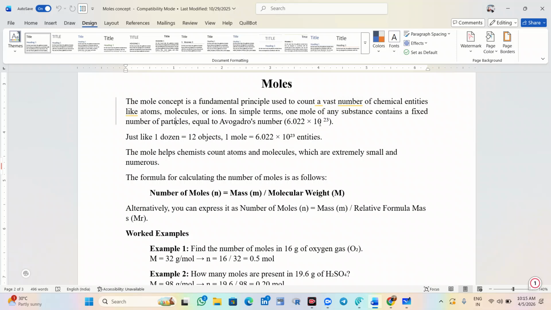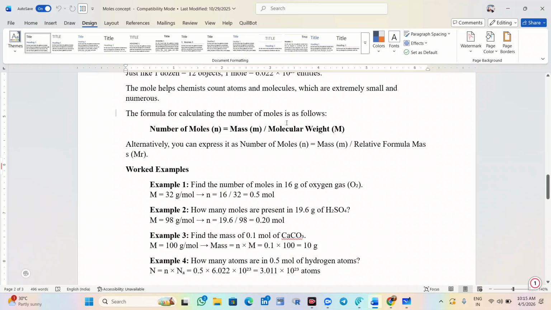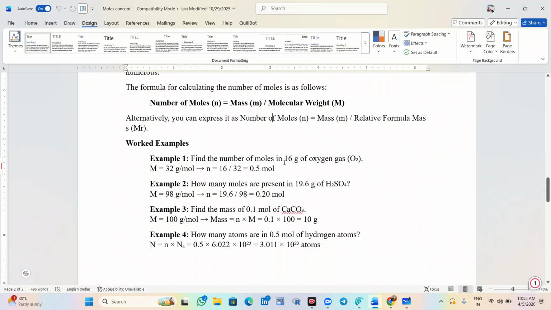For example, when we take fruits, we take 1 dozen, 2 dozen, like that. 1 dozen equals 12 units. Like that, in the mole concept, 1 mole equals 6.022 into 10 power 23 entities. The formula for calculating the number of moles is number of moles equals mass divided by molecular mass, molecular weight. Alternatively, you can express it as number of moles equals mass over relative formula mass. Here we have worked examples.